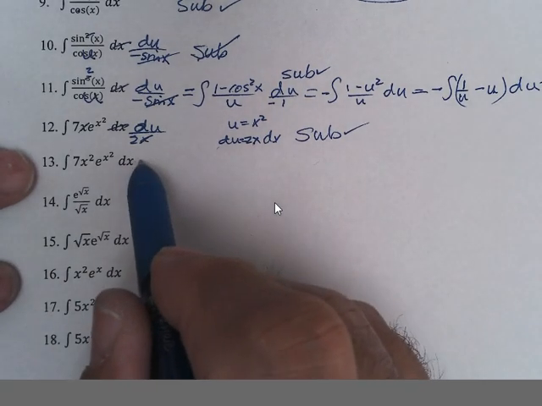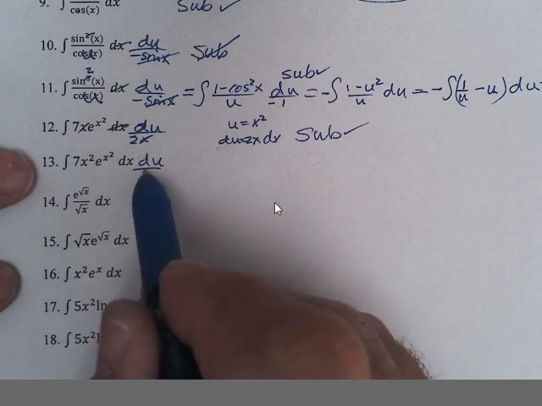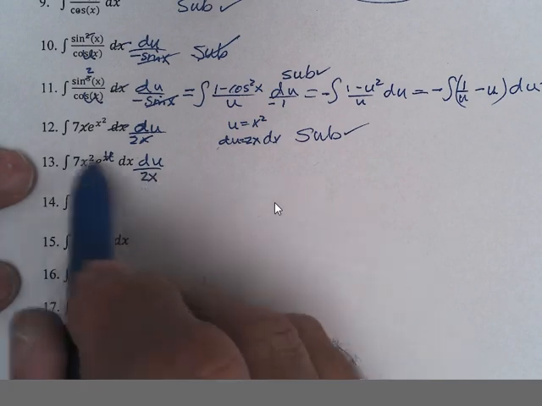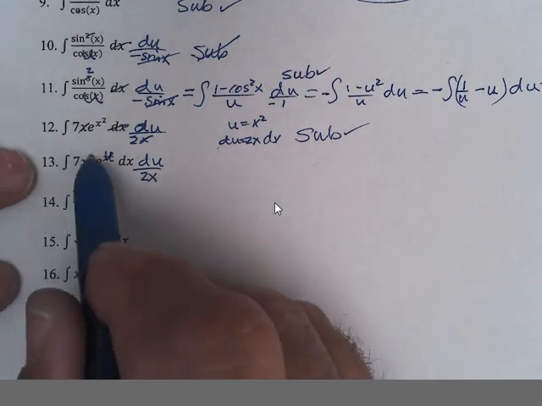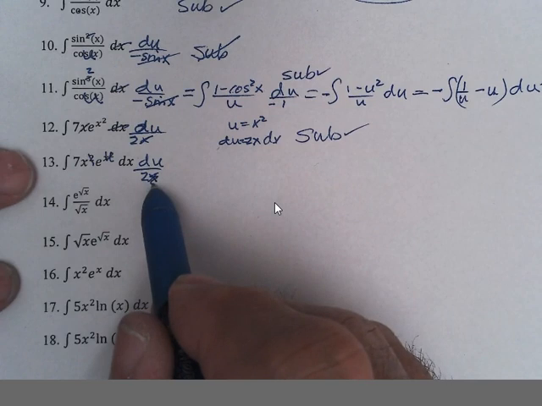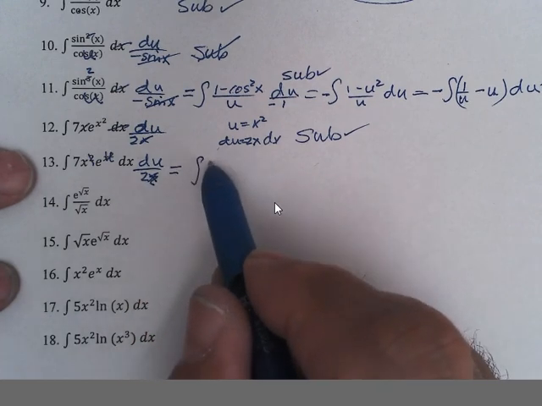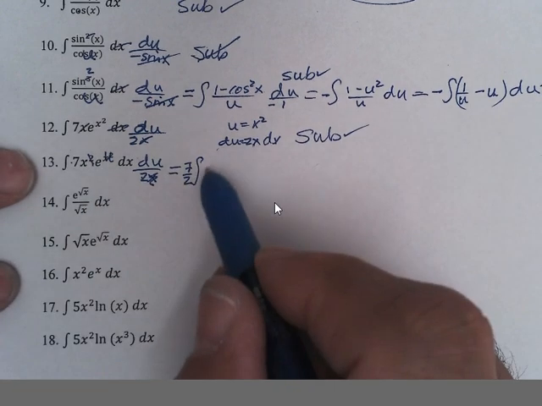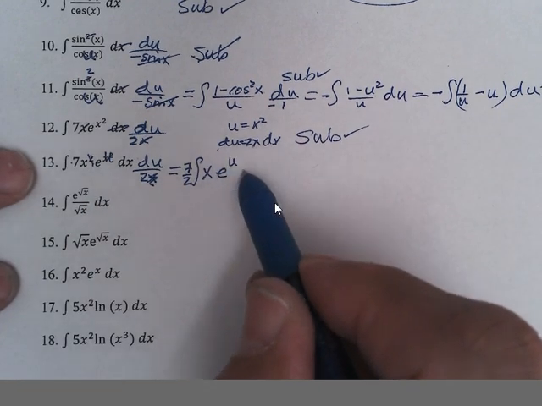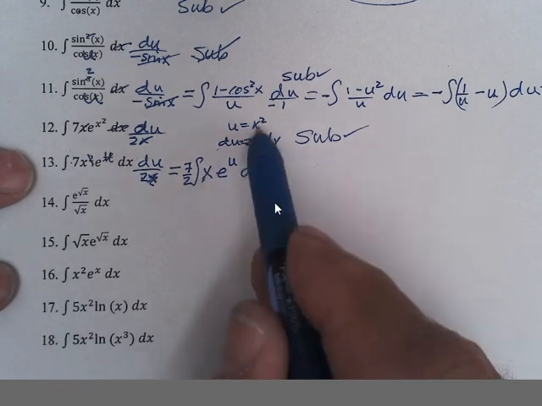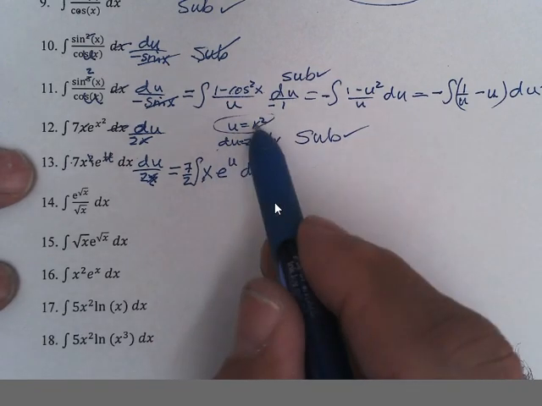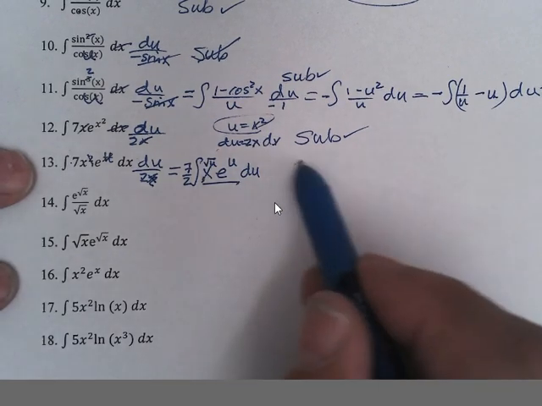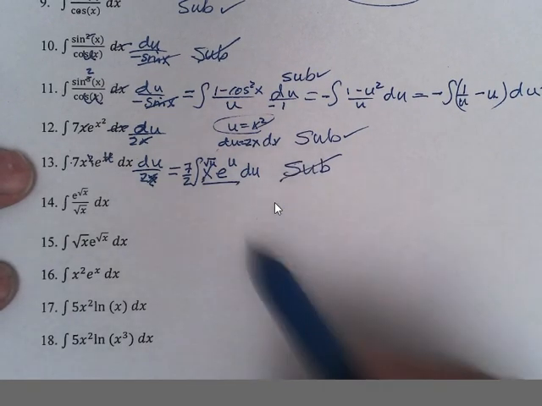Let's actually do this one. So this would be du over 2x. X squared is u. The x cancels one, and we just have an x left. And so we'd have the integral of 7 over 2, which we can pull out, x e to the u du. Can't have an x. We could go back here and solve, and we'd take the square root, and so we could put the square root of u there, but that's still messy. Substitution has problems.